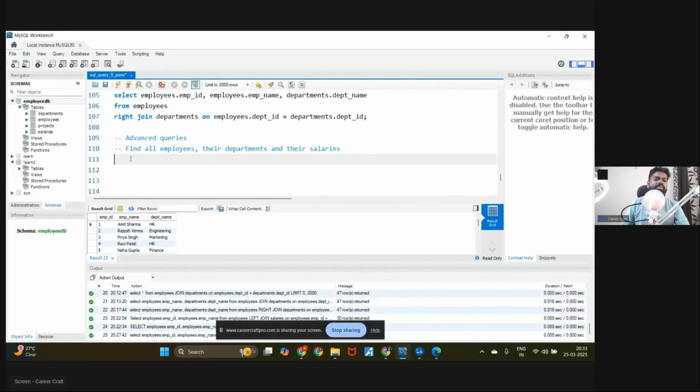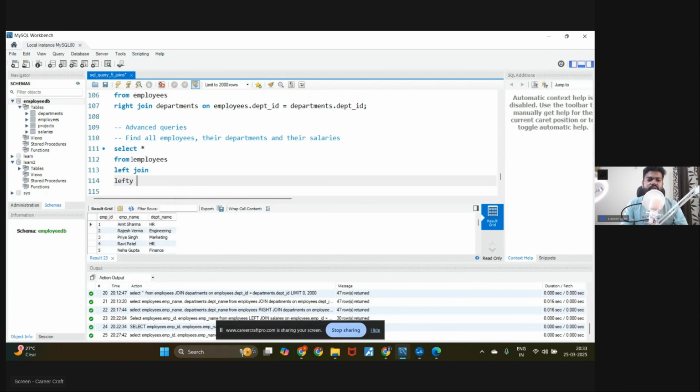So let's type this. Select asterisk from employees left join. There will be one more left join. This time, the first left join I am going to do on departments, on which column? Employees dot department ID is equal to departments dot department ID. Simple.